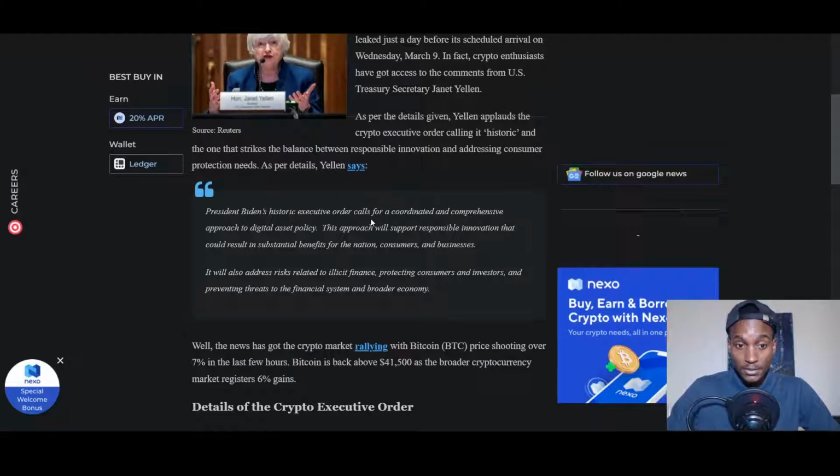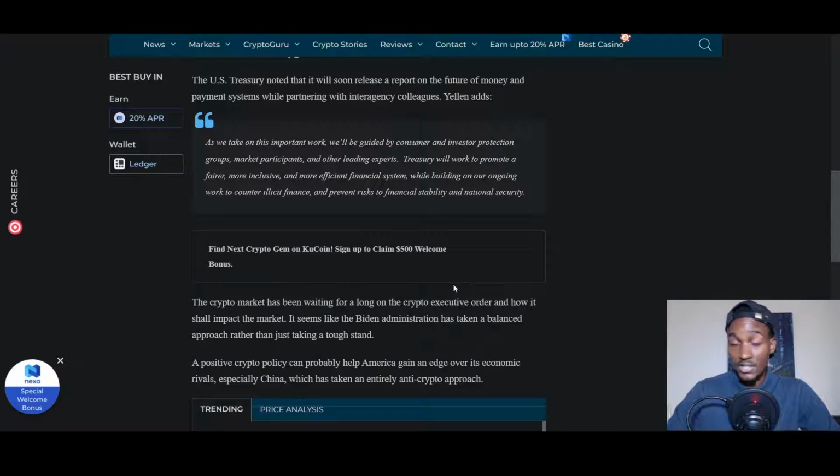President Biden's historic executive order calls for a coordinated and comprehensive approach to digital asset policy, and this approach will support responsible innovation that could result in substantial benefits for the nation, consumers, and businesses. It will also address risks related to illicit finance, protecting consumers and investors, and preventing threats to the financial system and broader economy. You can also see another quote here.